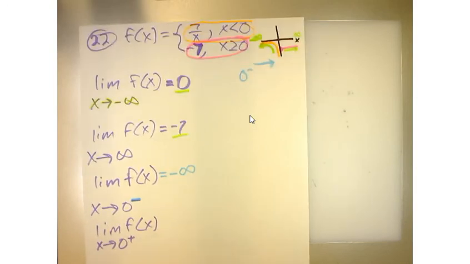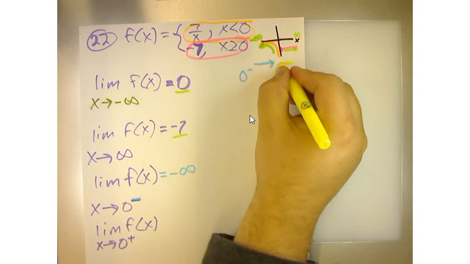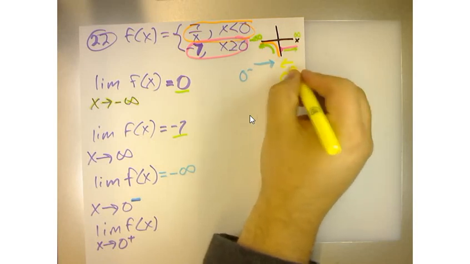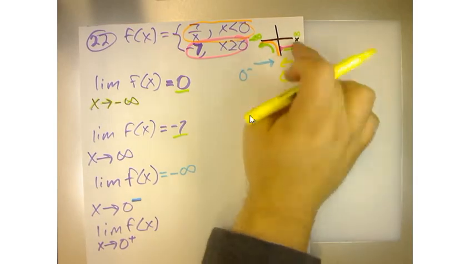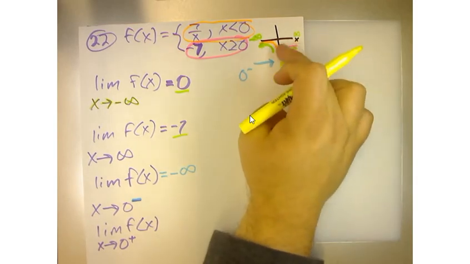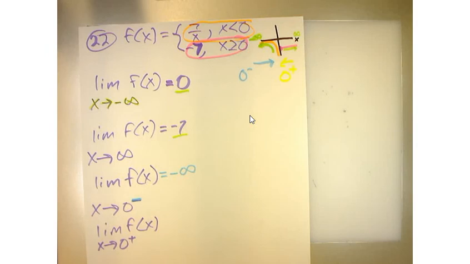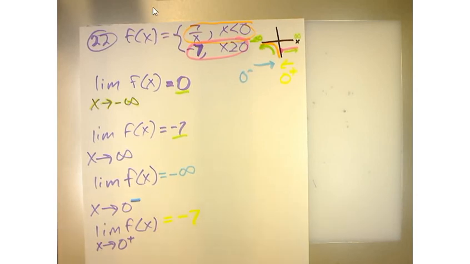So now let's do the right-handed limit. If I do the right-handed limit, I'm going to approach in the x direction 0 from the positive side. So my pink line is the curve, and I'm going to come this way. What does that look like it's approaching? Negative 7. Wait, how does it look like it's... What's your question?